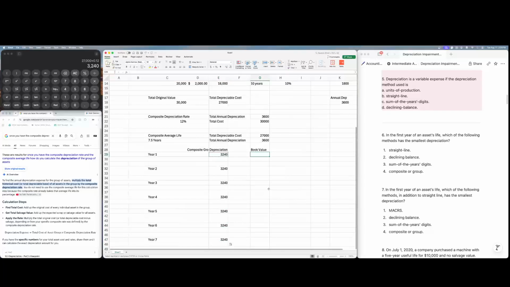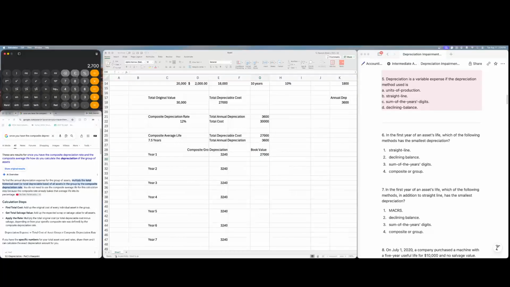So the book value, 27,000. 27,000 minus 3,240: 23,760, 20,520, 17,280, 14,040, 10,800, 7,560, 4,320.